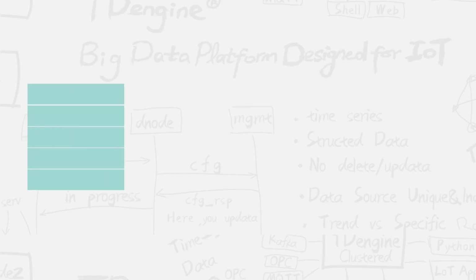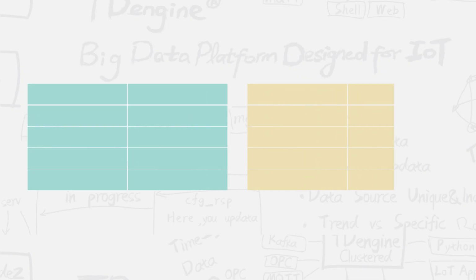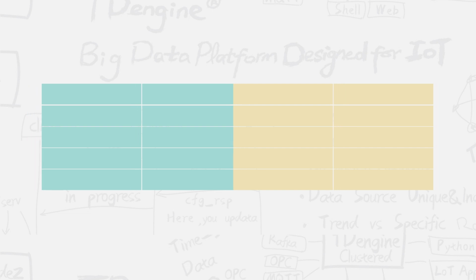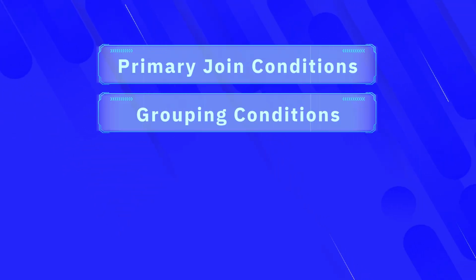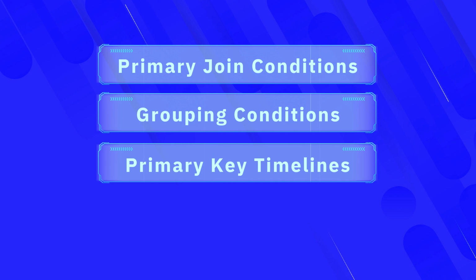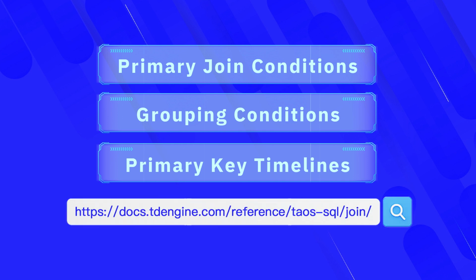The join condition specifies how rows from multiple tables should be matched. In TDengine, every join query requires a join condition to function properly. While we don't cover advanced topics like primary join conditions, grouping conditions, or primary key timelines here, you can find detailed information in the join section of our official documentation.